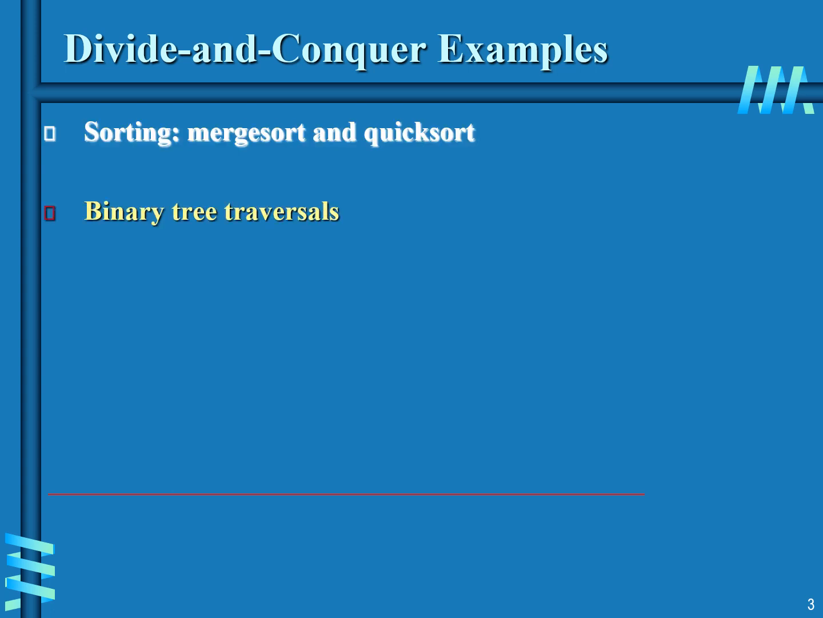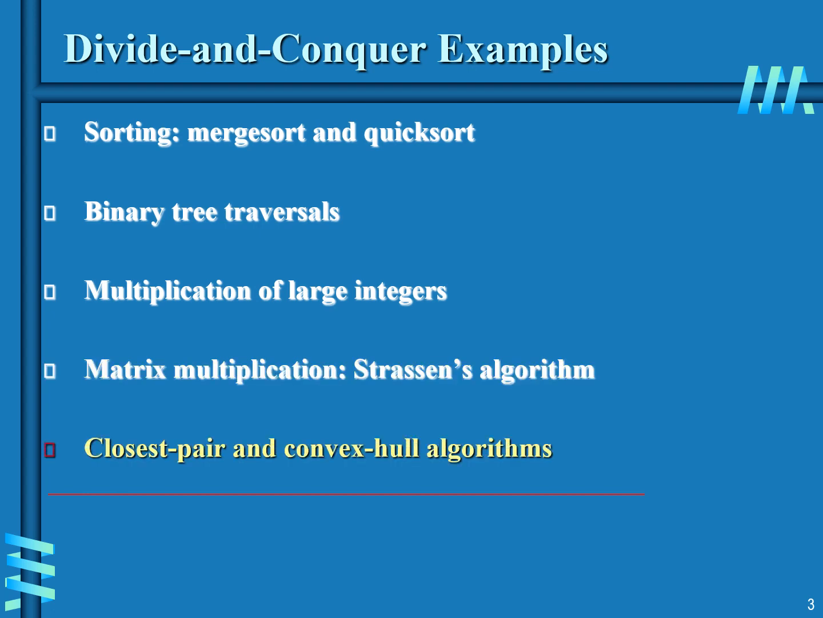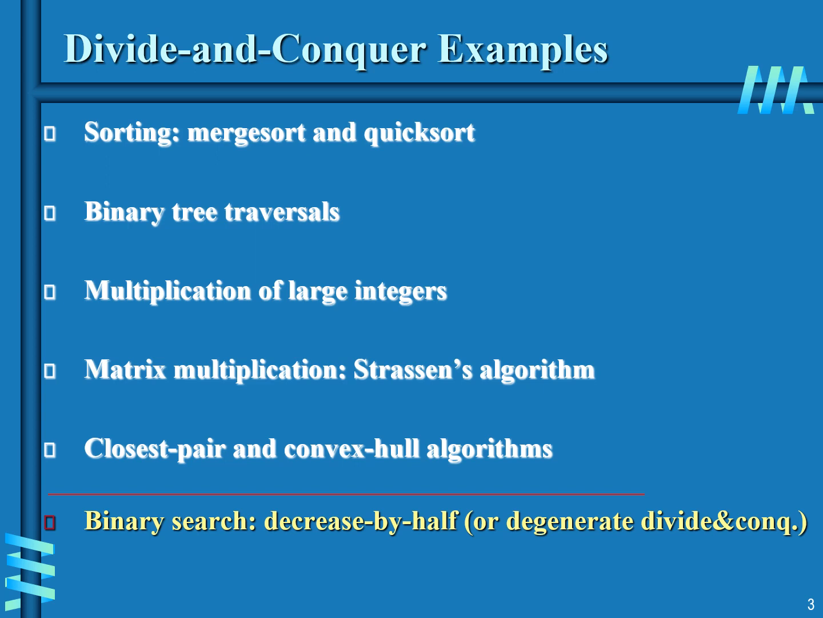There are many examples which can be solved under divide and conquer. The most famous example is sorting. Under sorting, quick sort and merge sort are solved under the algorithm design technique divide and conquer. Others are binary tree traversal, multiplication of large integers, Strassen's matrix multiplication, closest pair and convex hull problems, and binary search, which I told is decrease by half. Among these examples, in this video we are going to discuss how to sort the numbers using merge sort by applying the concept of divide and conquer.